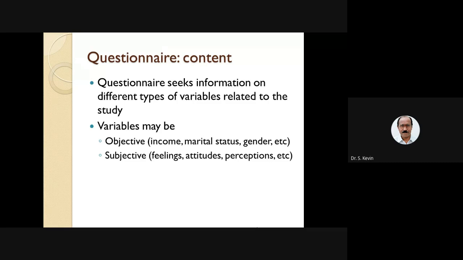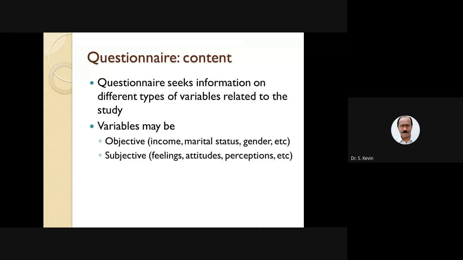So those are subjective, they are not visible, they are hidden, they are in the mind of the person. Objective variables are visible, observable. Subjective variables are not visible, they are hidden, they are in the minds of the person. We need both these variables. Objective variables you can easily get because they will tell you.